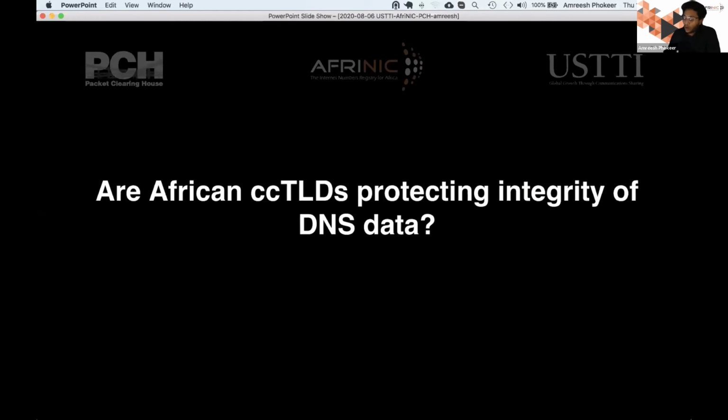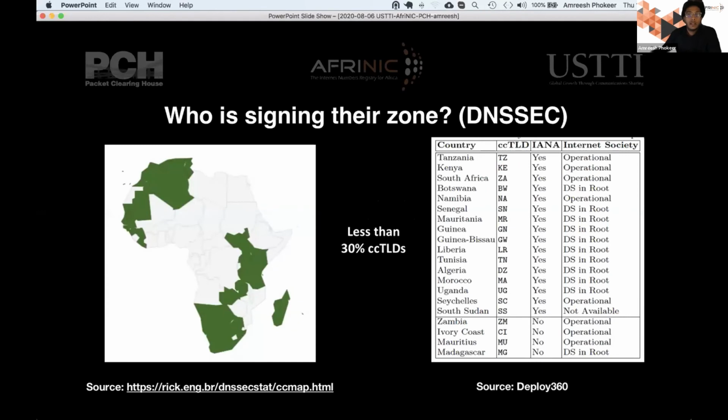So are African ccTLDs actually signing their zone? Let's have a look. A few of them have started to sign their zones. Actually, 30% of ccTLDs have activated DNSSEC. Some of them are operational, like Tanzania, Kenya, South Africa, Seychelles. Some of them have tried. For example, Senegal, Mauritania, Guinea, Liberia, Tunisia, they all have what we call a DS en route.